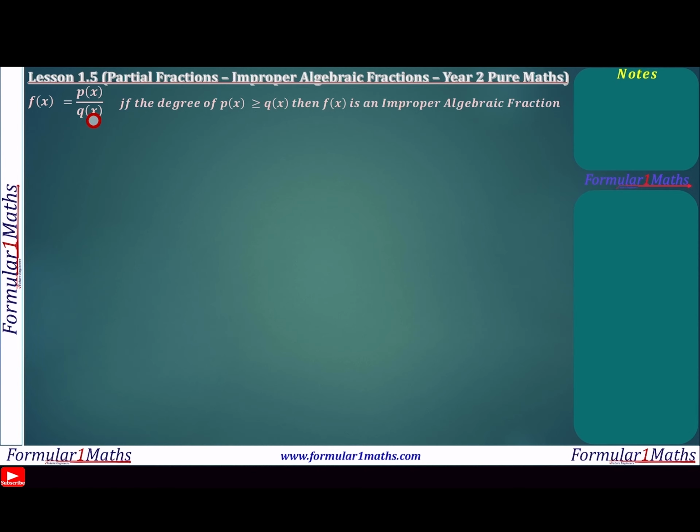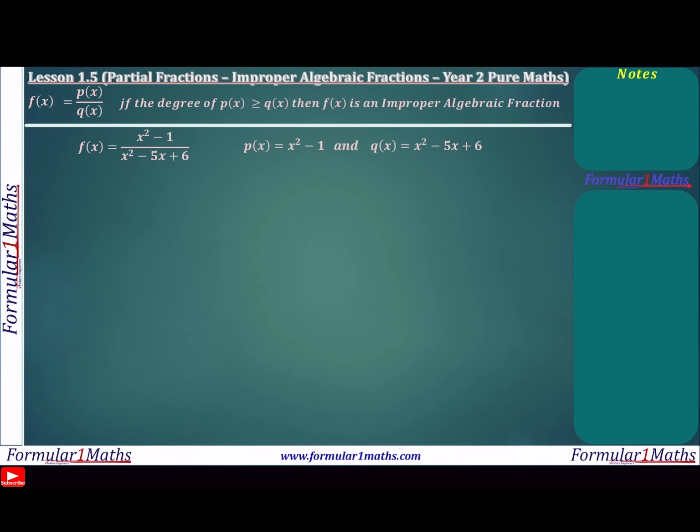The following are some examples. In the first case, we have x squared minus 1 over x squared minus 5x plus 6. Even though, in this case, the degree of the numerator is the same as the degree of the denominator, it is still regarded as an improper fraction.